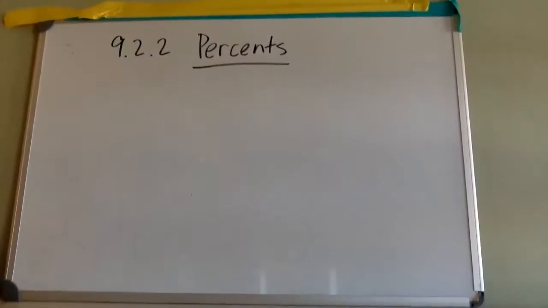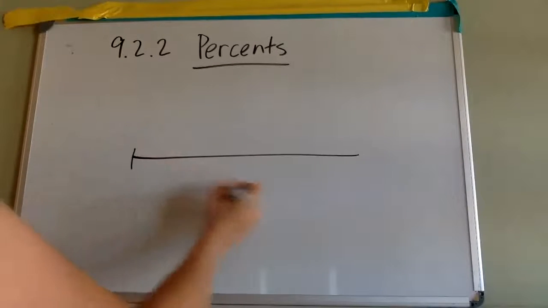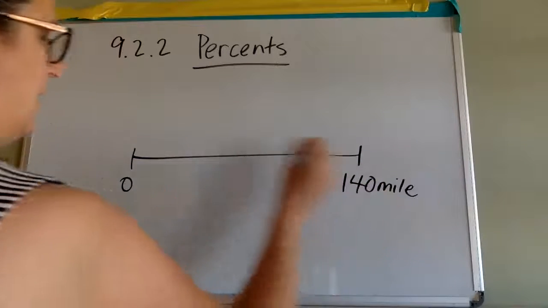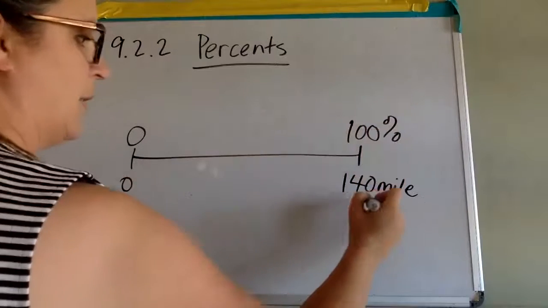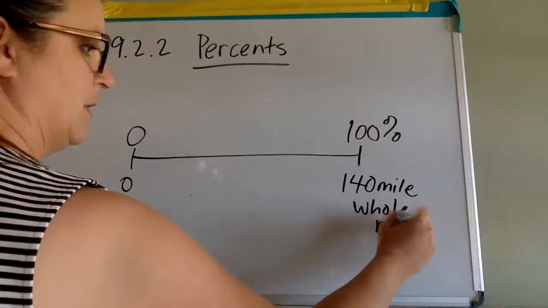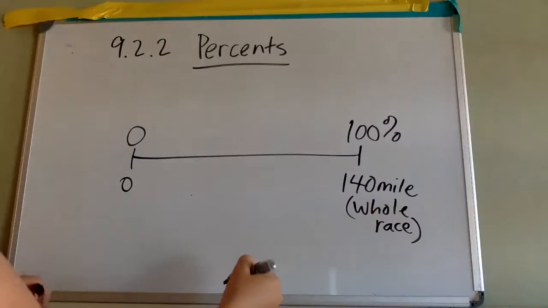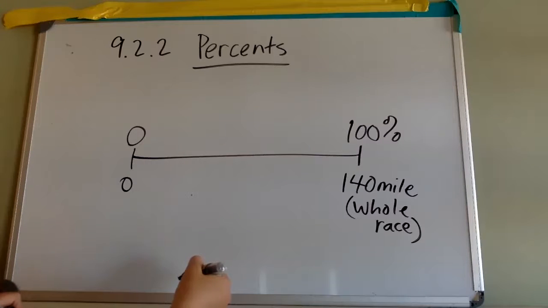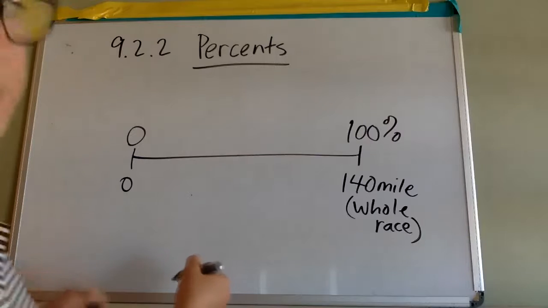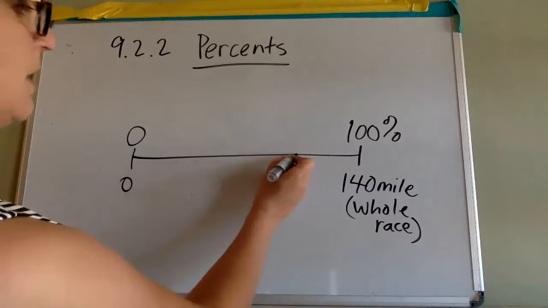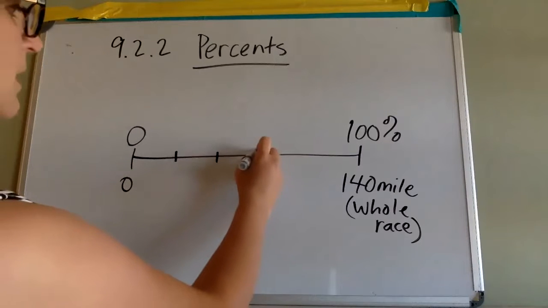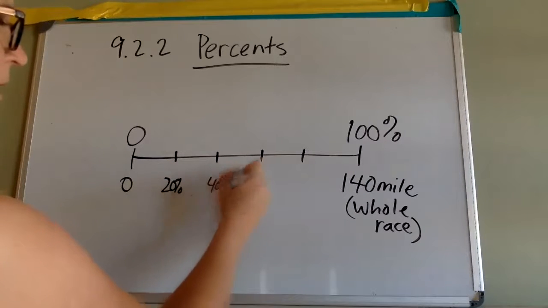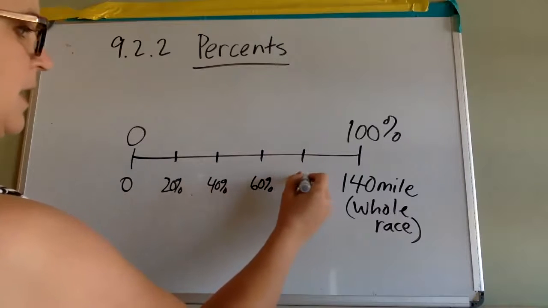And let's draw a number line. And we have 0 to 140 miles. And we have 0 to 100%. So the whole race is 140 miles. And we're gonna make 20 markings at every 20 miles. Or not every 20 miles, 20%. So 2, 4, 6, 8, 10. This is 20%. This is 40%. This is 60%. And this is 80%.